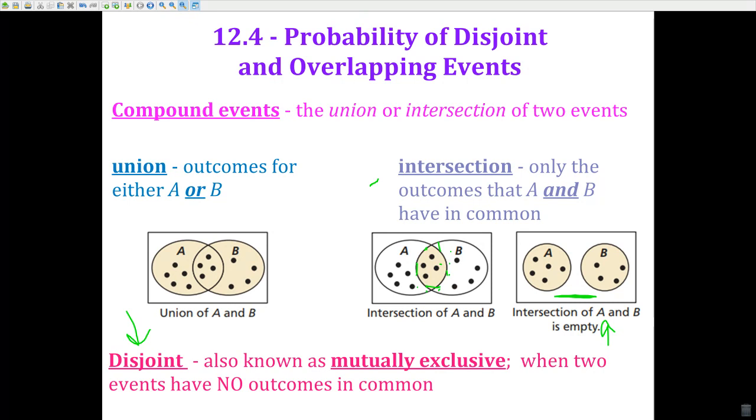Usually down the line, you're going to hear it called mutually exclusive. You'll hear that a lot if you go into any other probability courses down the line, but we'll call it disjoint for now. I'll probably keep trying to refer to it as mutually exclusive, just so you know. But it's when the 2 events have no outcomes in common.